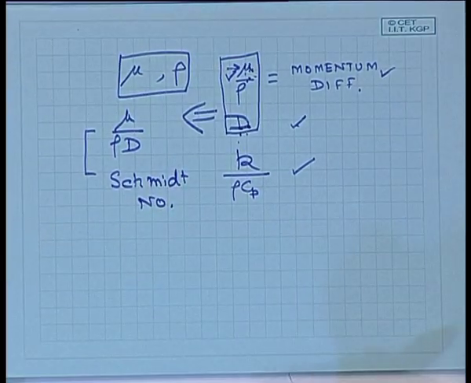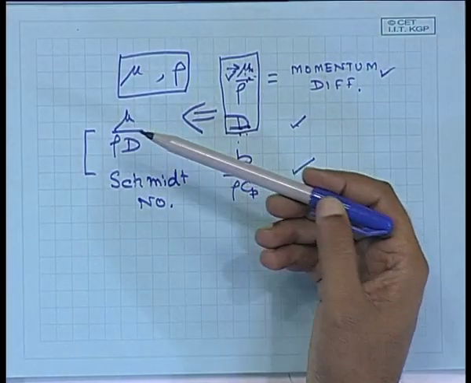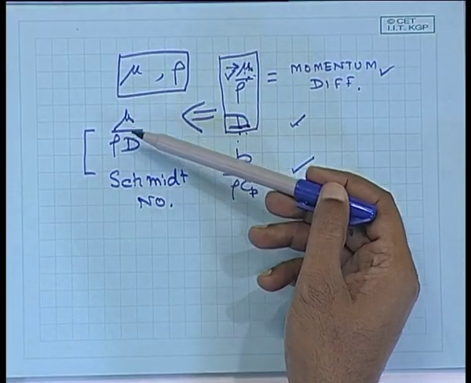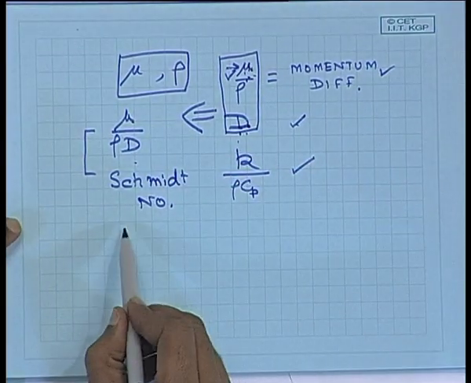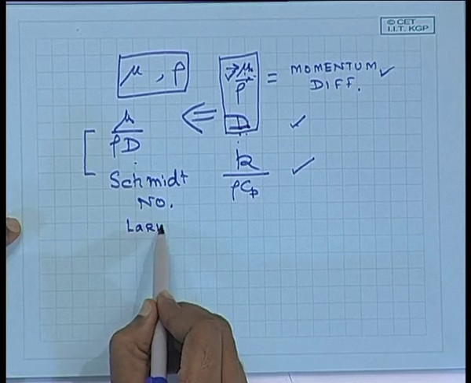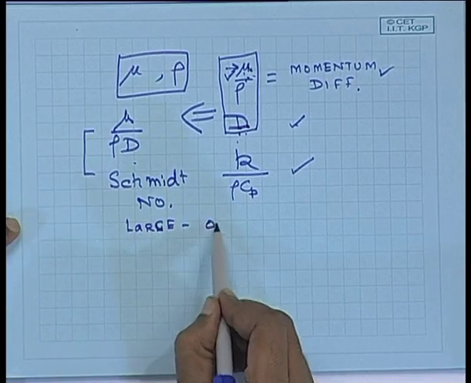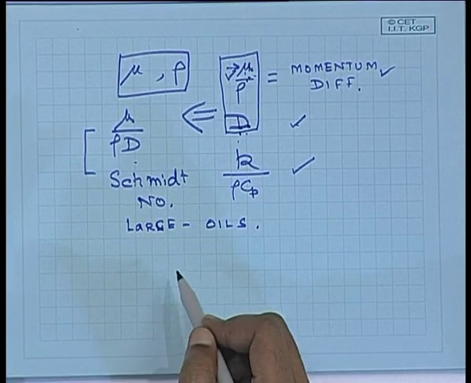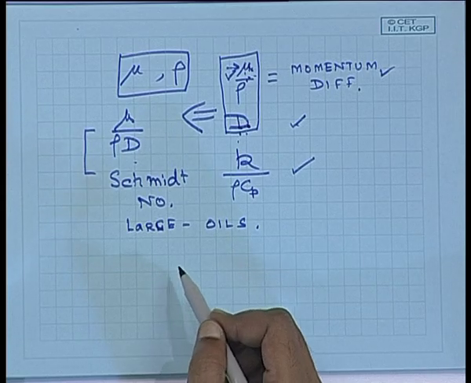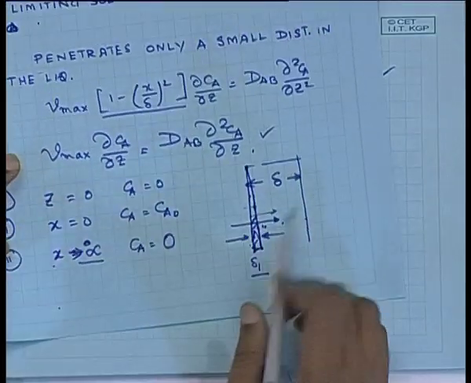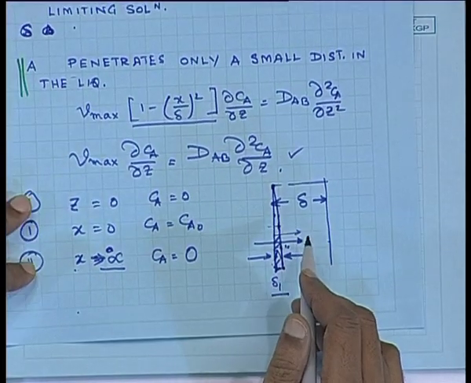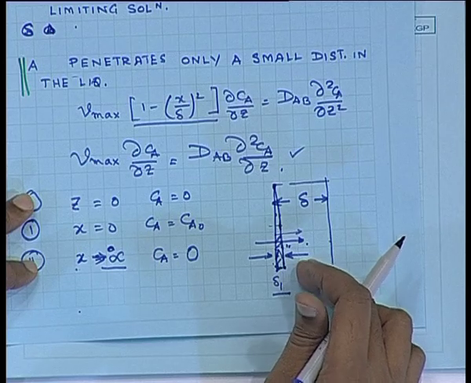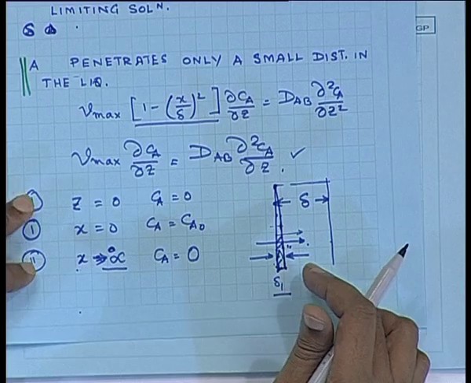The Schmidt number simply tells you the ratio of momentum diffusivity to mass diffusivity. The Schmidt number is large for oils, etc., and small for glycerin, water, etc. So the thickness of this layer would depend on the Schmidt number of the liquid we are dealing with, that is, of the liquid and gas combination.